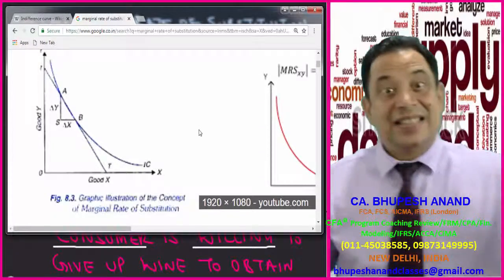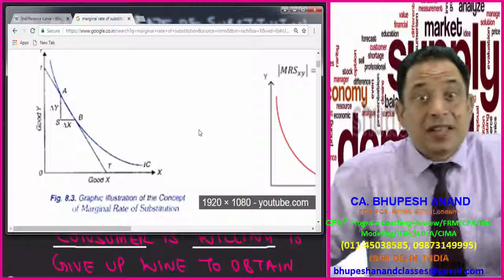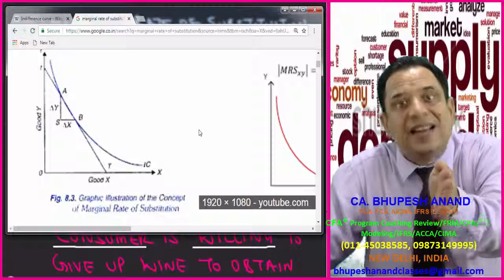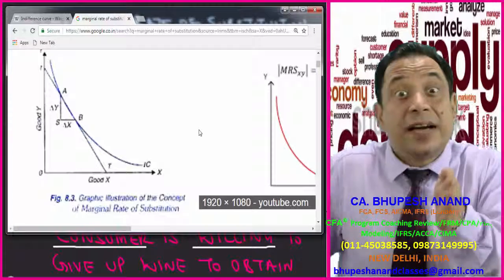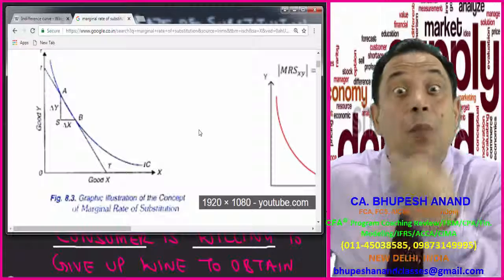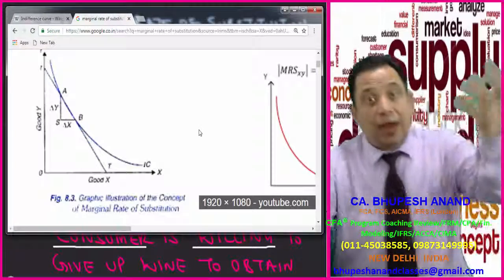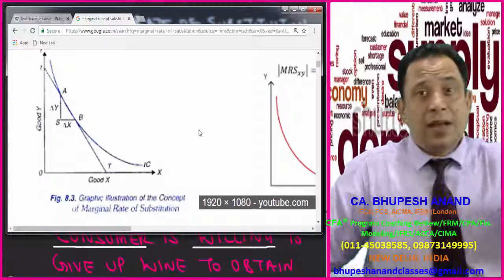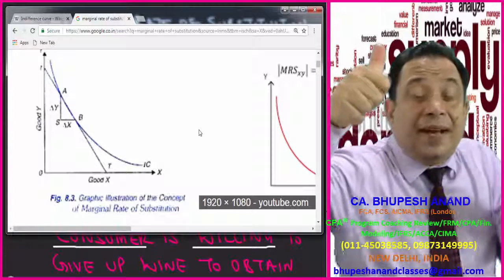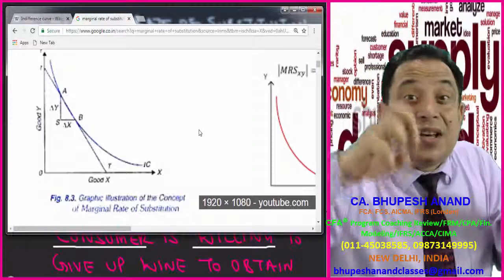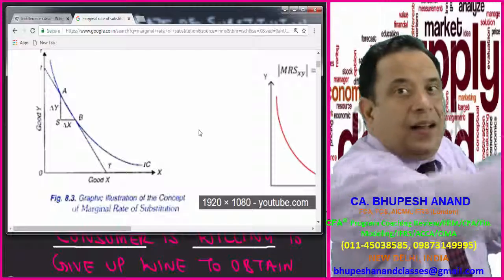At which rate is he sacrificing? For example, I have taken the example of wine and bread. If he is sacrificing 2 units of wine for 1 unit of bread, I will say the marginal rate of substitution for bread is more, because he is getting only 1 unit of bread and sacrificing 2 units of wine. It means he is ready to sacrifice 2 units of wine for getting 1 unit of bread. So the marginal rate of substitution for bread is higher than for wine.